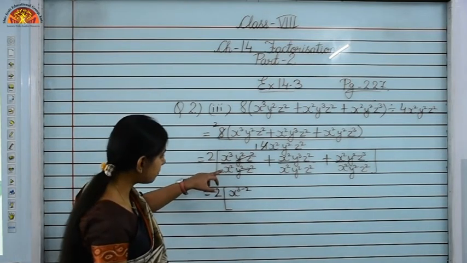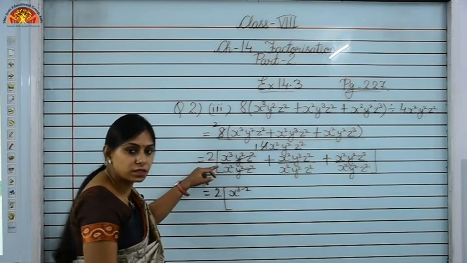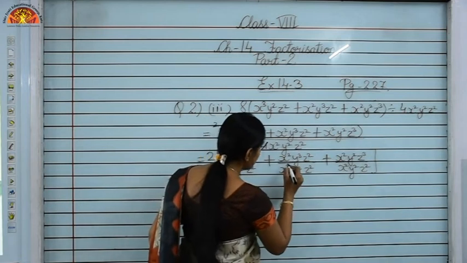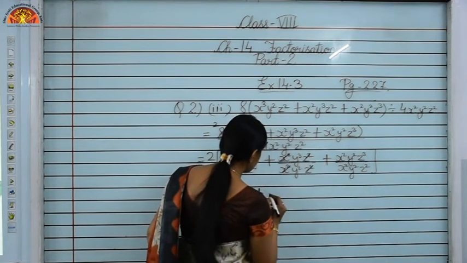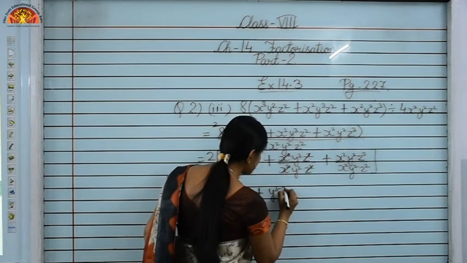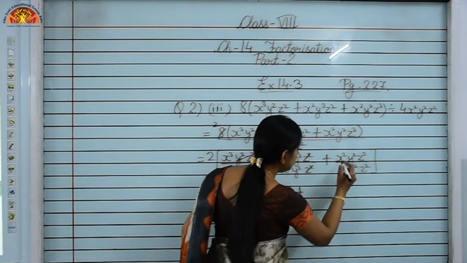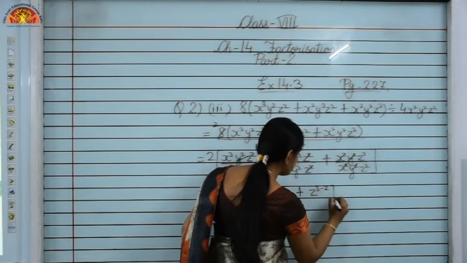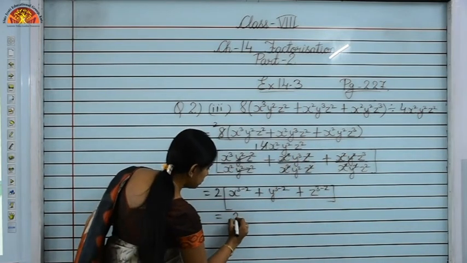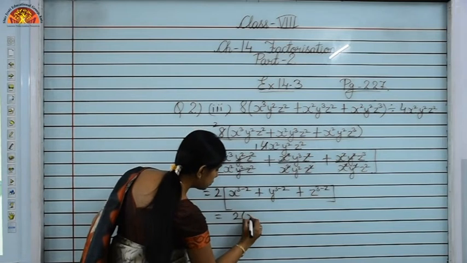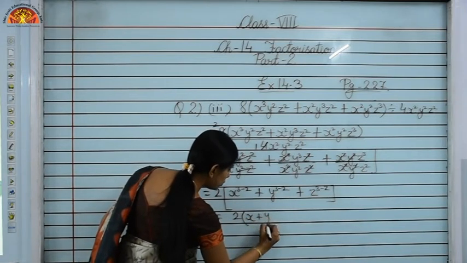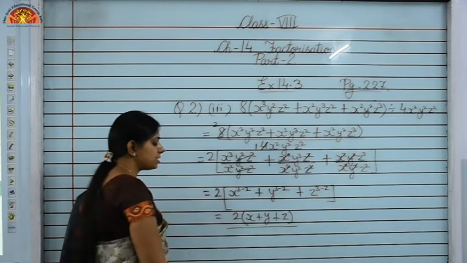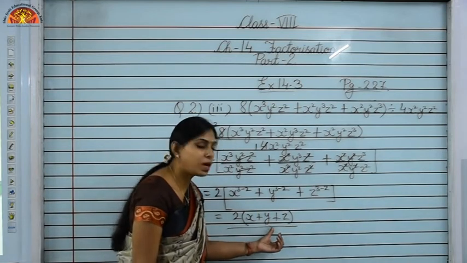Because the base is same, powers are different and we are just carrying out the division, so you will subtract the powers. Now again the x square will cut here, z square will also cut. So what will remain? That is y cube minus 2. Similarly here, x square, y square. So z cube minus 2. Now 2 into 3 minus 2 is 1, so x, again 3 minus 2, so y, again 3 minus 2, so z. So your answer is 2 into x plus y plus z.